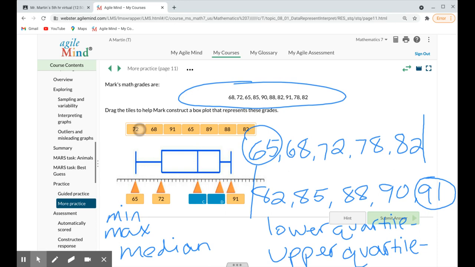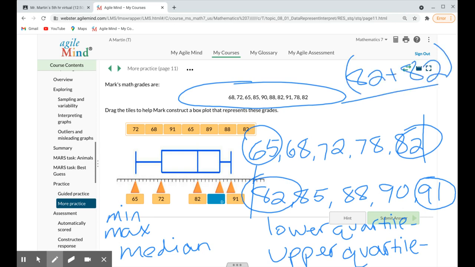What's the median? 82. Devin, how did you do it? I just, you said that it was split at 82, so I just figured 82 was the median. So we do 82 plus 82 divided by 2, and that gives us 82.